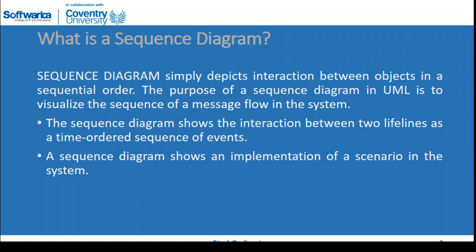The purpose of the sequence diagram in UML is to visualize the sequence of the message flow in the system. The sequence diagram shows the interaction between two lifelines as a time-ordered sequence of events. A sequence diagram shows an implementation of a scenario in the system.